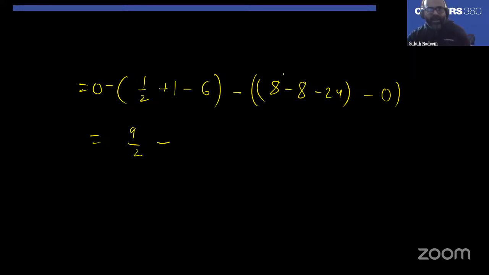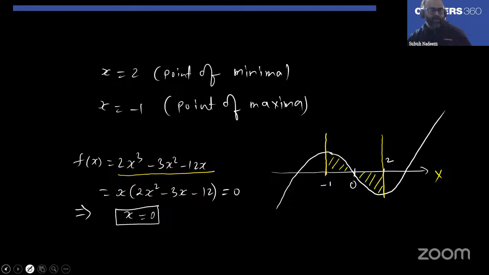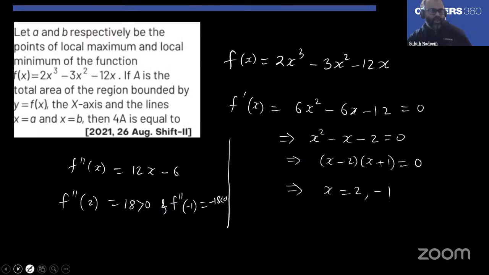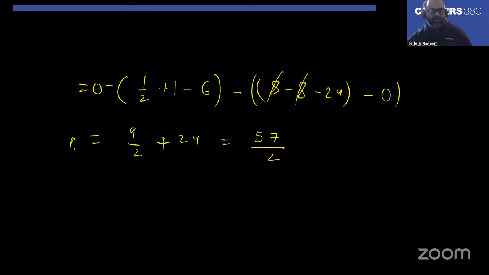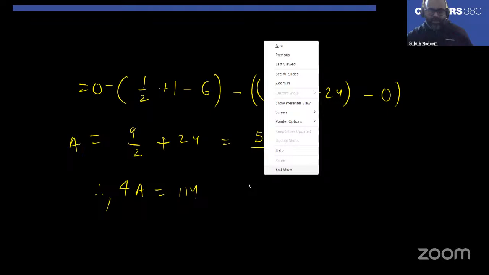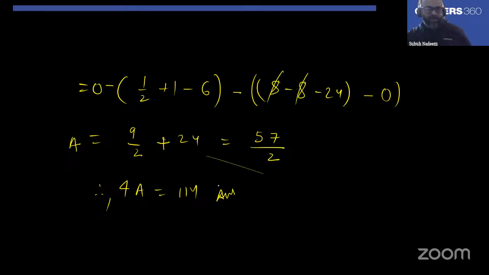The another one, 8 cancels. It becomes plus 24. So what we are getting? 24 into 2, 48 plus 9. 48 plus 9 will become 57. So it is coming out to be 57 by 2. And they are asking 4a. So this is a. 4a will be 57 into 2, that is 114. So let us check the answer. Yeah, answer is correct. So you can say that this is your answer.